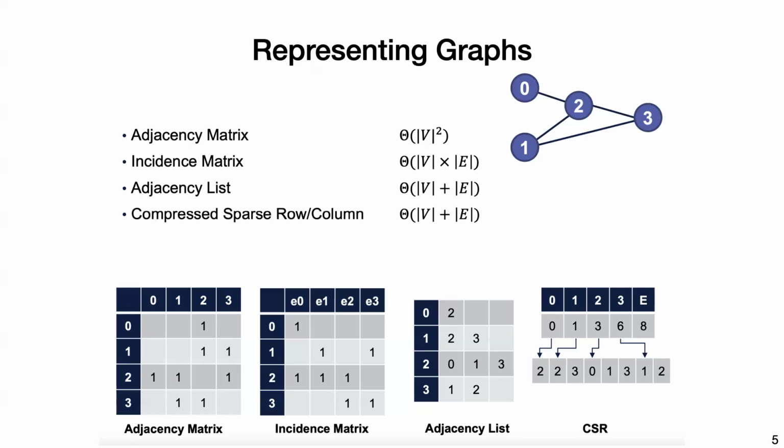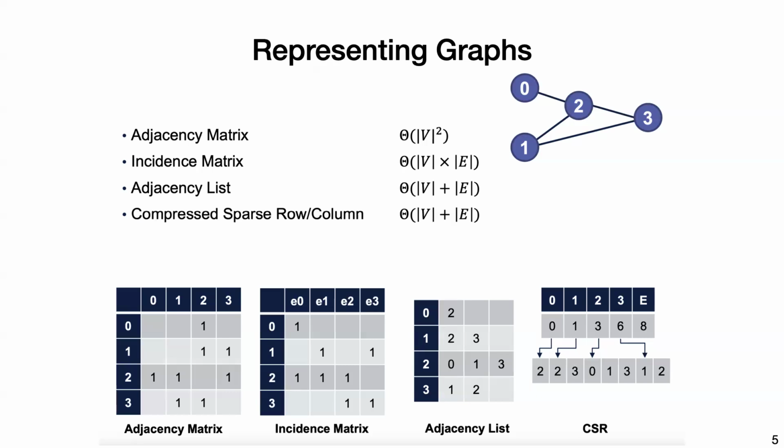Then there's the adjacency list, where you have a number of lists equal to the number of nodes that you have, and every entry connects to a list that represents the things incident to that node. So 0 is connected to 2, 1 is connected to 2 and 3, and then 2 is connected to 0, 1, 3, and so on like that. The reason that adjacency list is good is that it takes space V plus E, which is much smaller than V squared if E is much smaller than V squared.